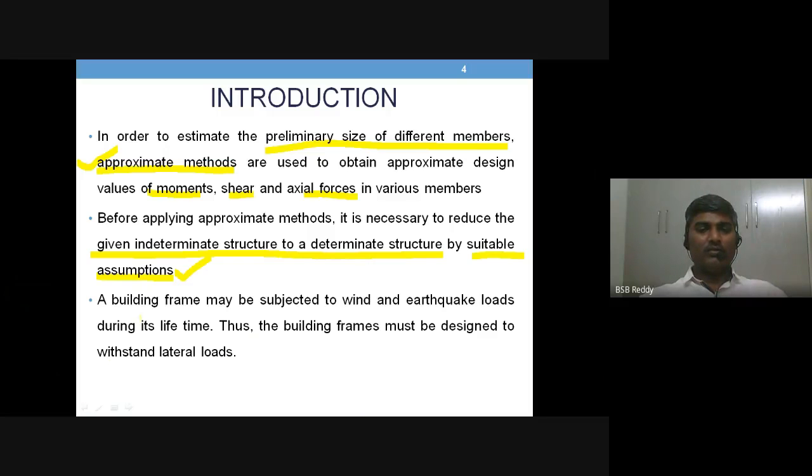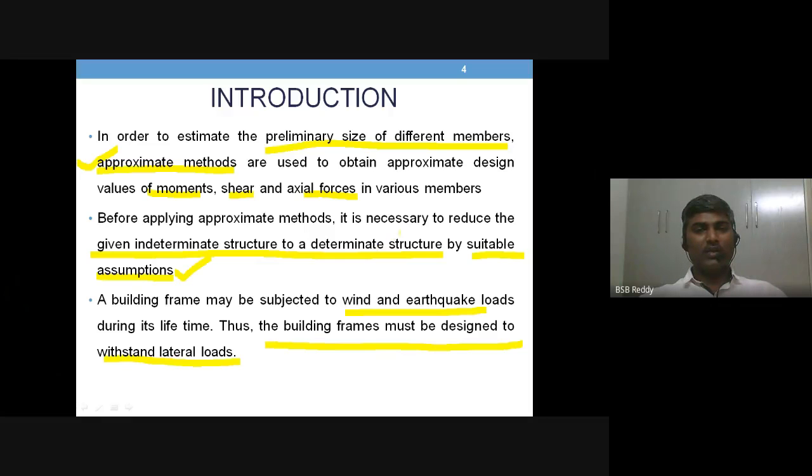Here particularly we are expected to analyze a building frame for lateral loads. Lateral loads are expected by way of wind and earthquake loads acting on the building frame. Building frames must be designed to withstand lateral loads. You have approximate methods for gravity loads also, but that's out of our discussion here. Your syllabus is meant for discussing lateral loads only.